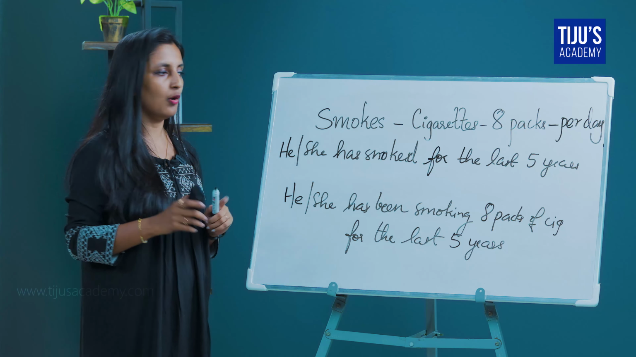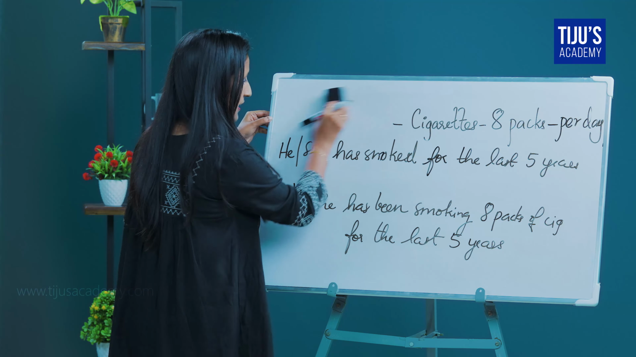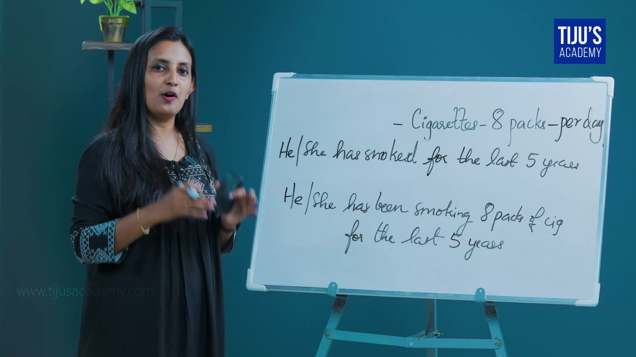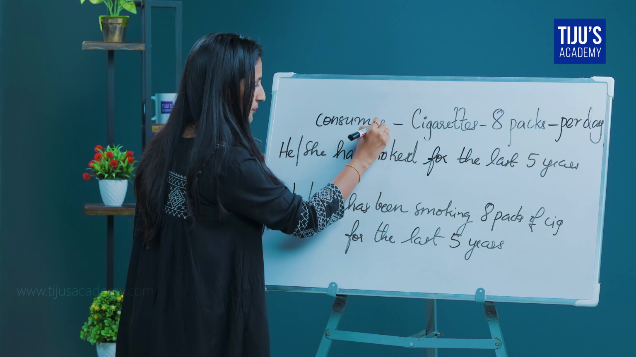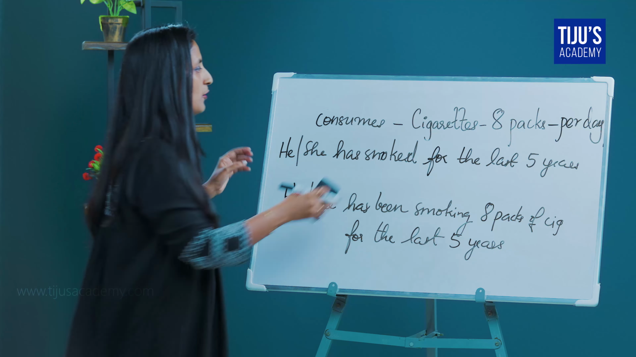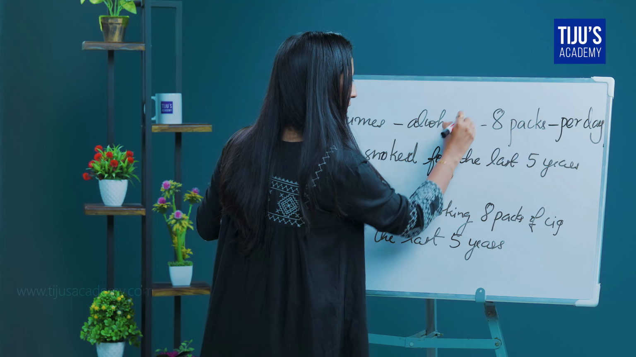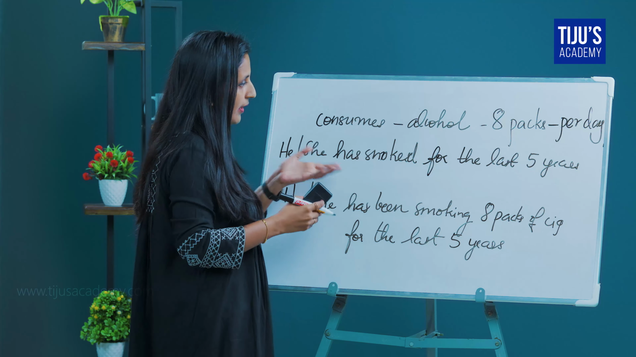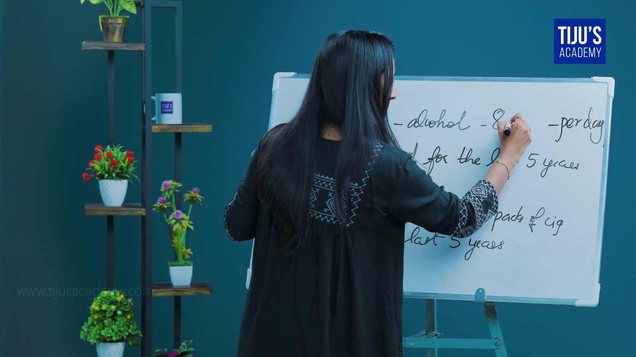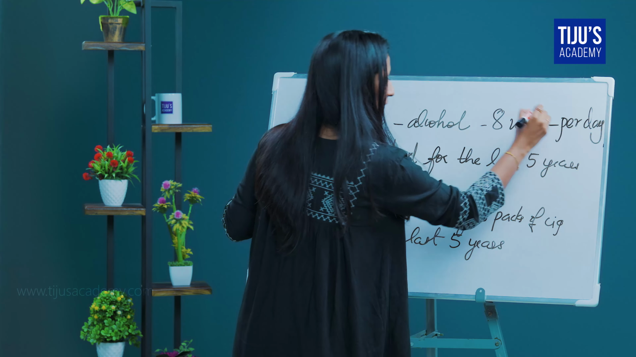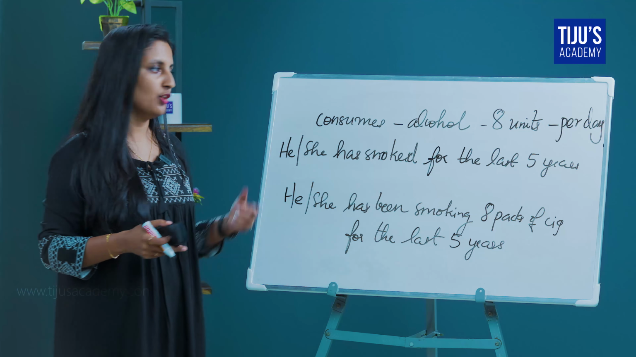When it comes to alcohol, the verb smokes needs to be changed and we have to correct it as consumes. The right verb for the usage of alcohol is consumes. So instead of cigarettes, we have to go for alcohol, and 8 packets can be rewritten as 8 units of. Per day, per week, that doesn't matter. Whatever period they have provided in the case note, we have to go for that.